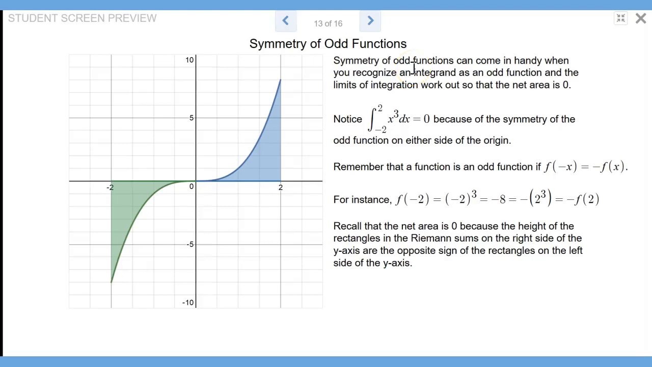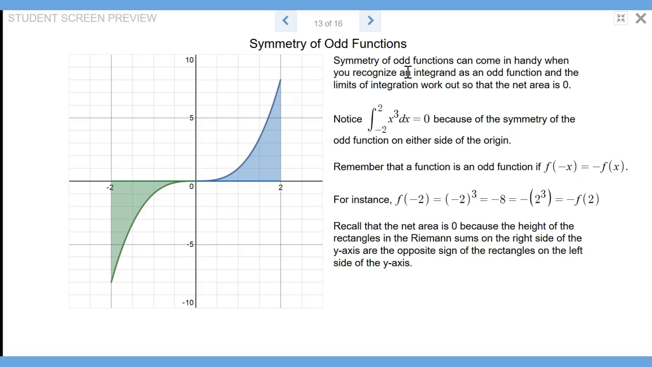Another thing that helps with integrals that you don't know how to find the antiderivative of is to recognize when the integrand is an odd function. And you can use symmetry to solve it. So remember that an odd function is symmetric about the origin. We've seen this before when we looked at Riemann sums.